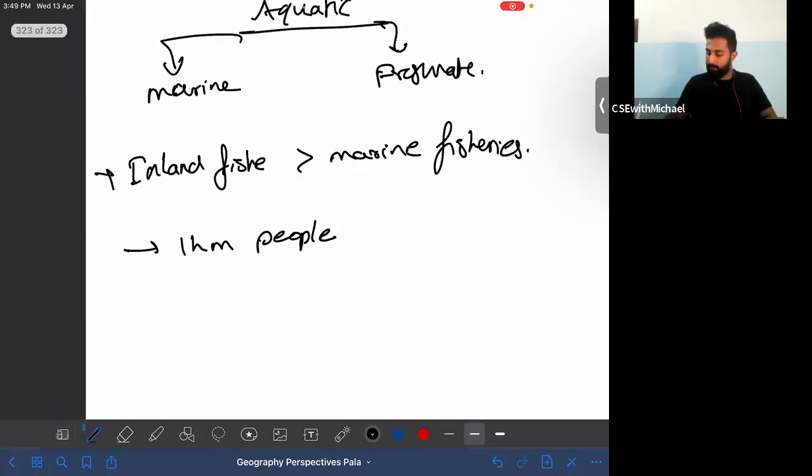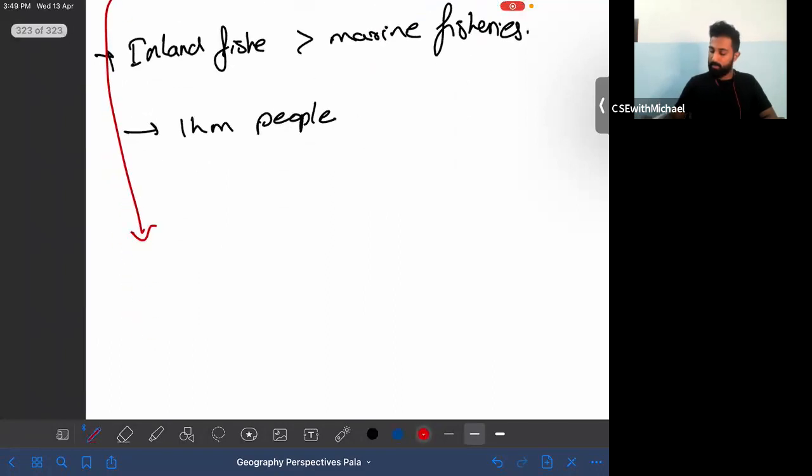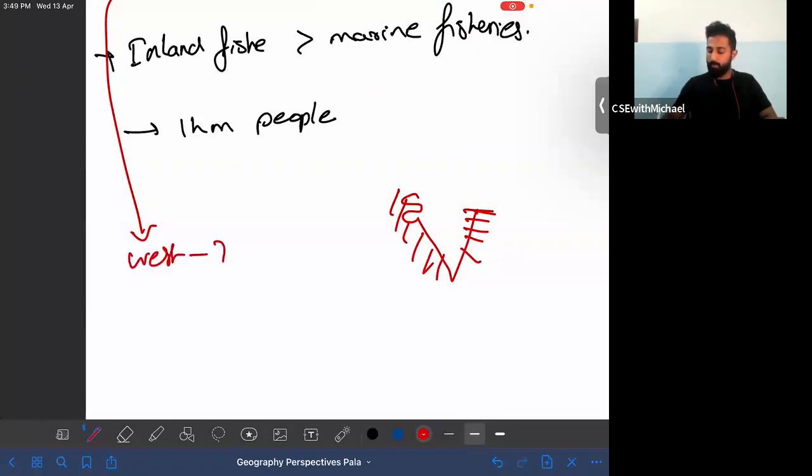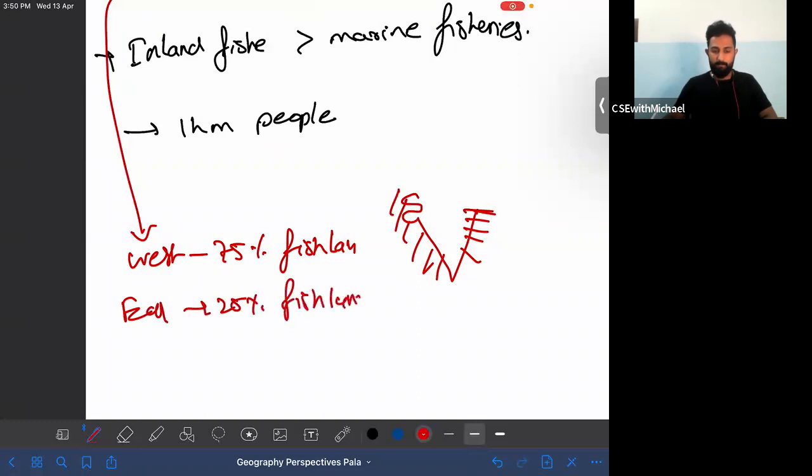Now if you look at marine fisheries as such, there are two parts to India: the western coastline and the eastern coastline. The west accounts for about 75% of fish landings, and the east accounts for about 25% of fish landings. There are different varieties of fishes available.